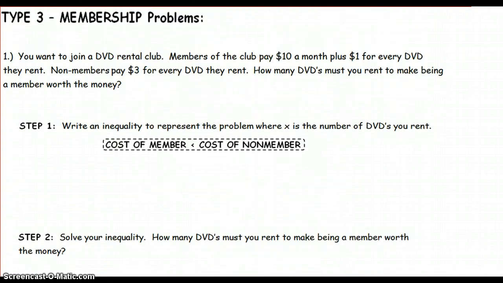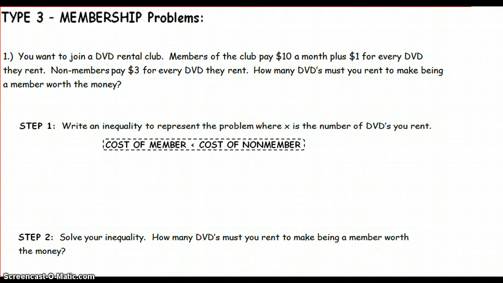Type 3, membership problems. Number 1, you want to join a DVD rental club. Members of the club pay $10 a month plus $1 for every DVD they rent. Non-members pay $3 for every DVD they rent. How many DVDs must you rent to make being a member worth the money? Step 1, we're going to write an inequality to represent the problem where X is the number of DVDs you rent. We're going to set up a problem where it says the cost of the member has to be less than the cost of the non-member.